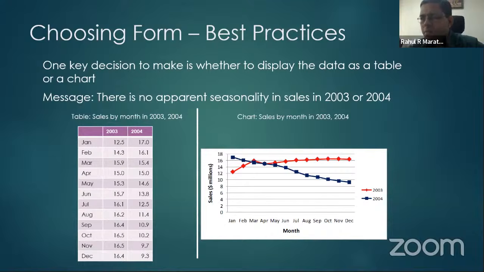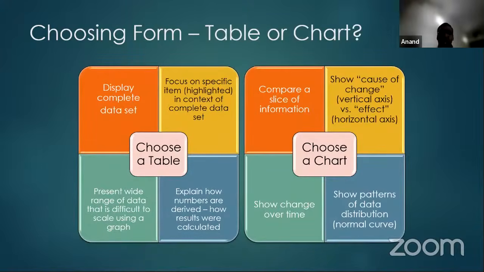Are there some general rules about when to use a table and when to use a chart? There are. For instance, when you want to display a complete data set, it may not be practical, but if you are just showing the data and not necessarily inferring something from it, especially with customer surveys and NPS scores, you might just show the complete data in a table.